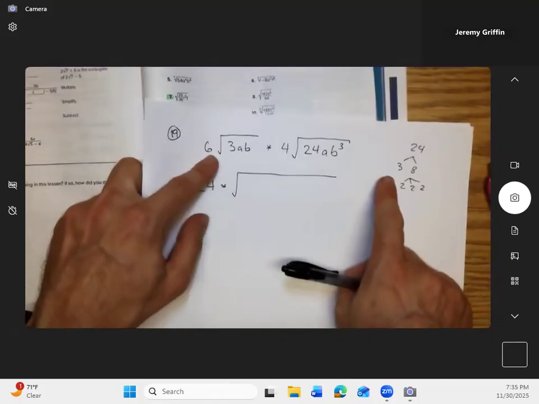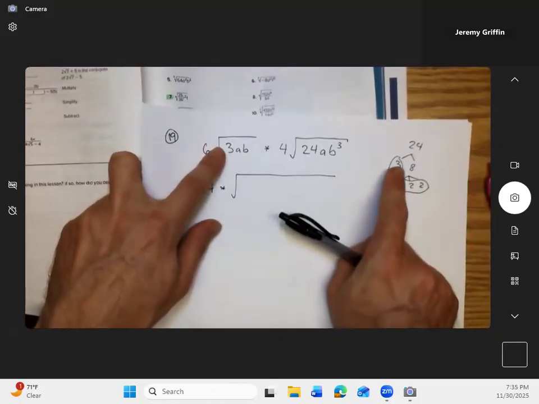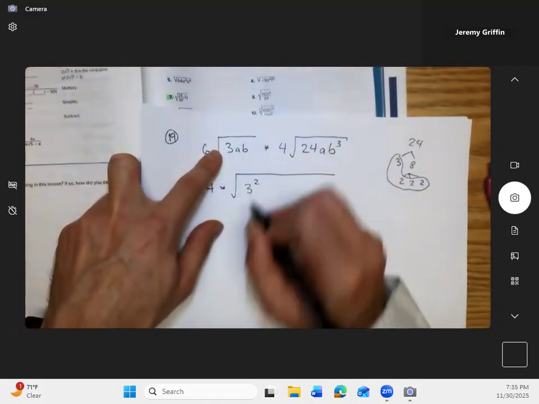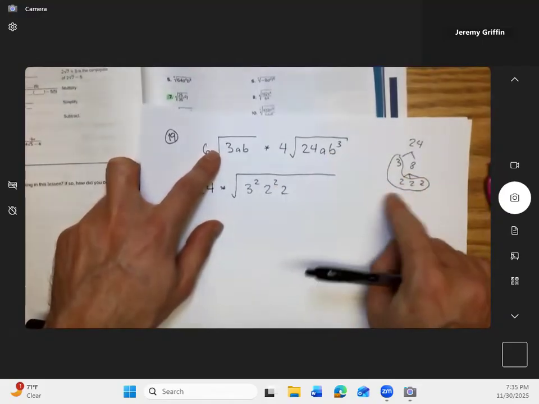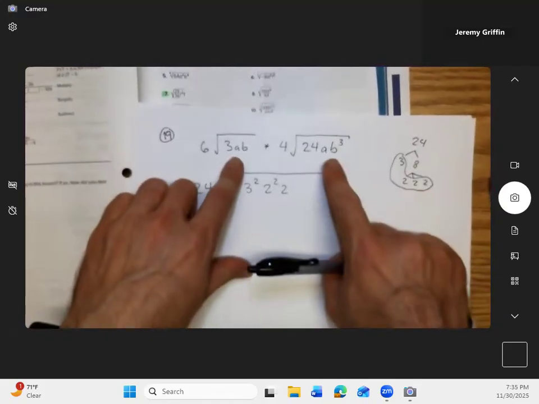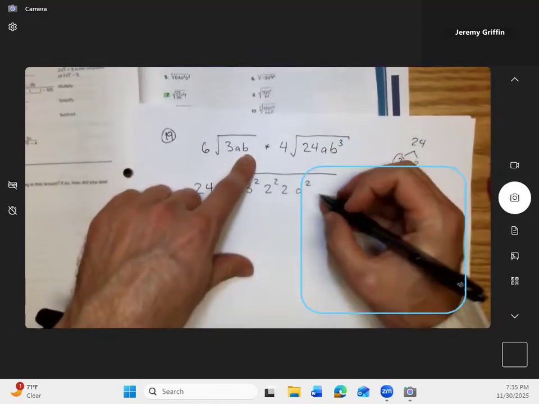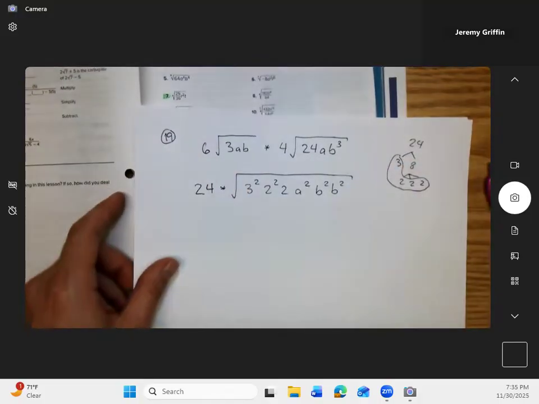So here's what I do. I can pull some of these together. This 3 and this 3 over here from the 24 gives me 3 squared if you like. Then there's 2 squared and 1 more 2. I got all that from this 24. Now A and A makes A squared, and then B and B to the 3 makes B to the 4, or if you like B squared, you want to think of it that way.